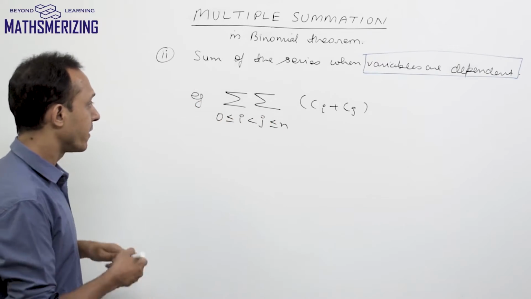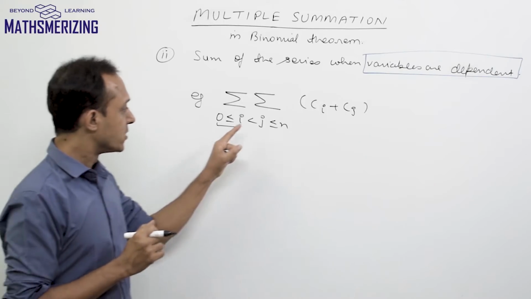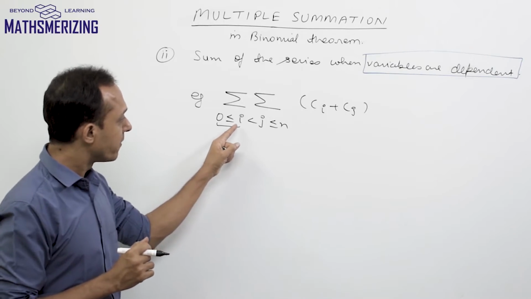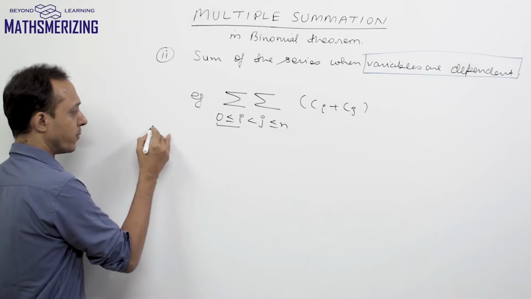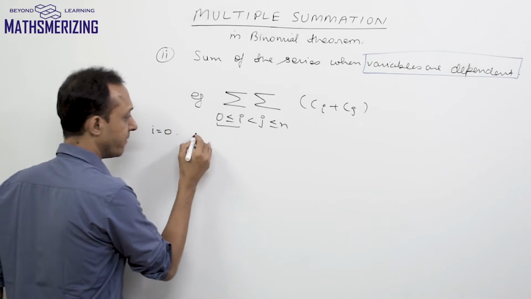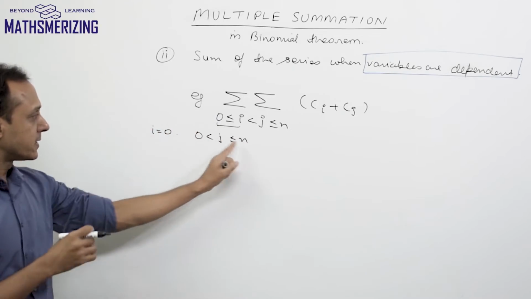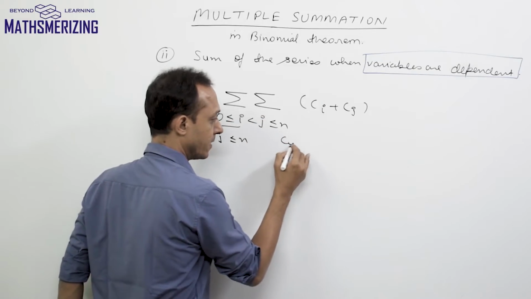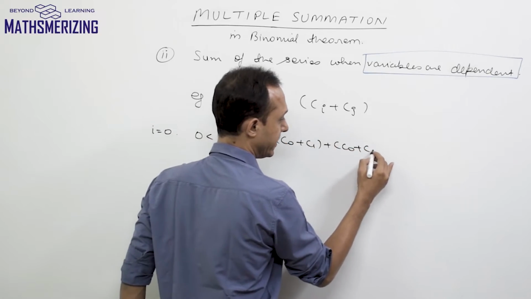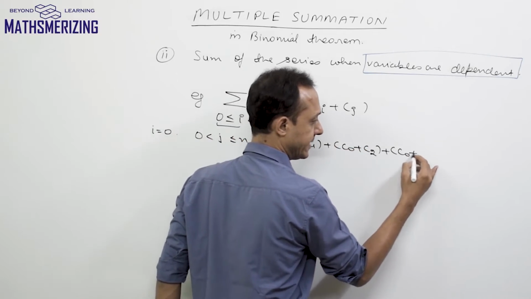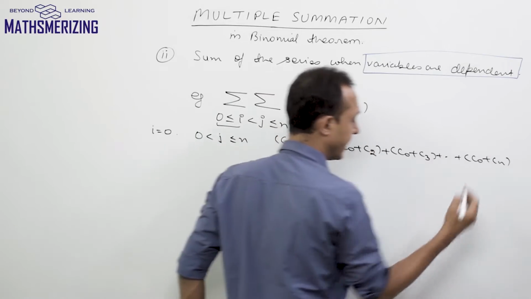So in this case, what you can do is, I know that the value of i will start from 0, and the value of j will start from a number which is 1 greater than i, and it goes up to n. So I'll consider the case when i is 0. In that case, the value of j will lie between 1 and n. So in each case, I can write this expression as C0 plus C1, C0 plus C2, C0 plus C3, and then C0 plus Cn.